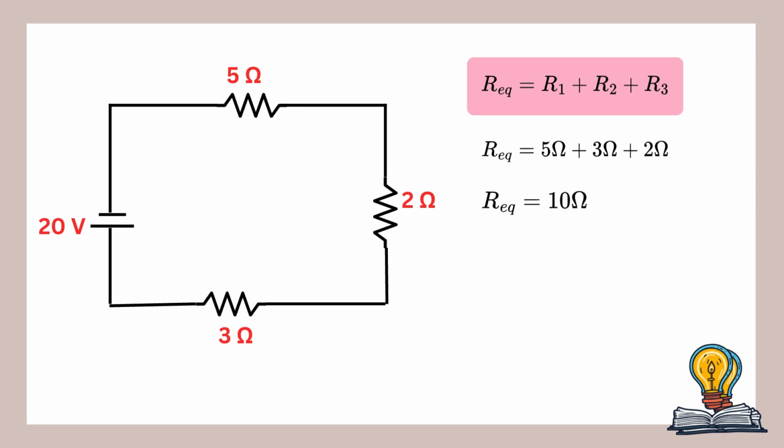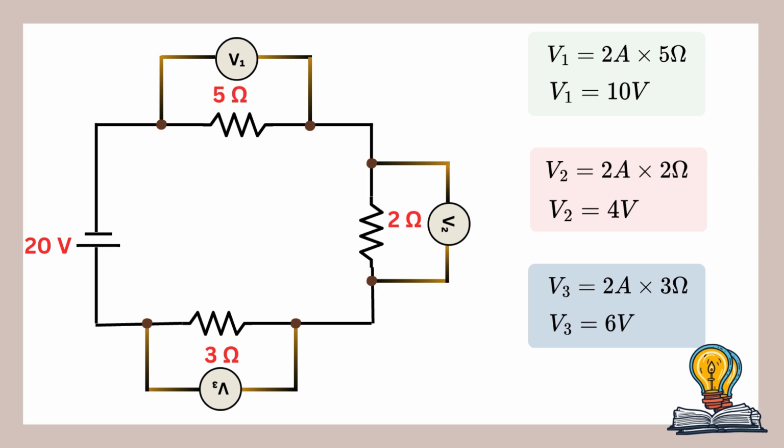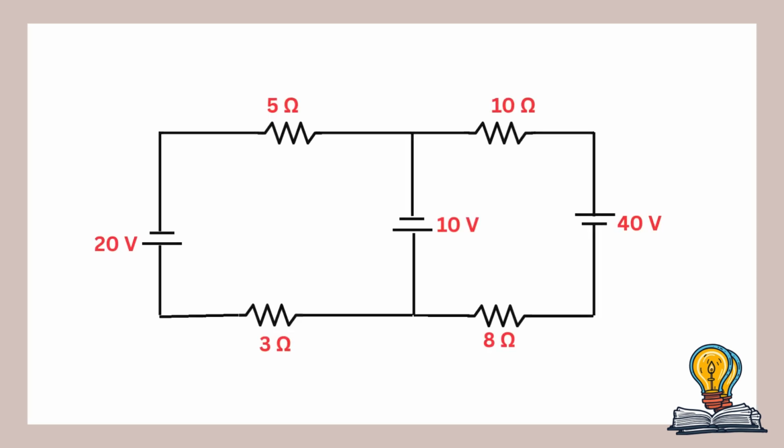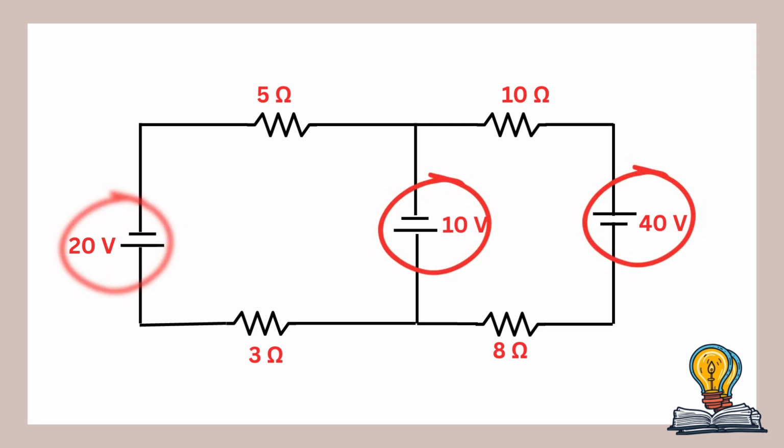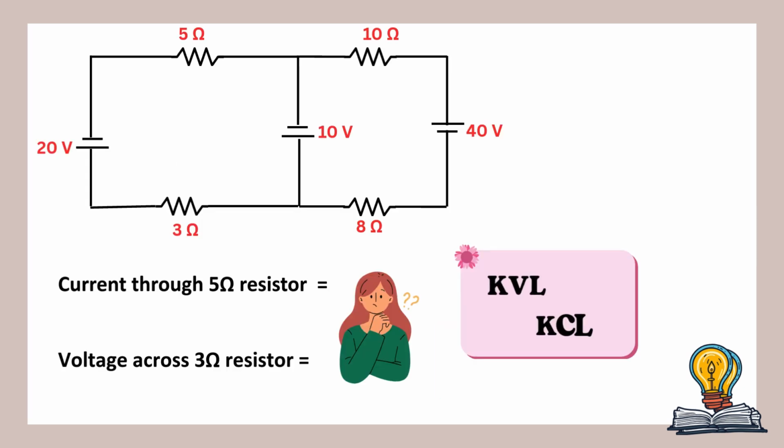In this simple circuit, we can find the current and the voltage drop across each resistor using Ohm's law. But now, take a look at this circuit. It has multiple voltage sources and loops. In this case, Ohm's law alone isn't enough to find the current and voltage across each resistor. That's when we turn to Kirchhoff's laws.